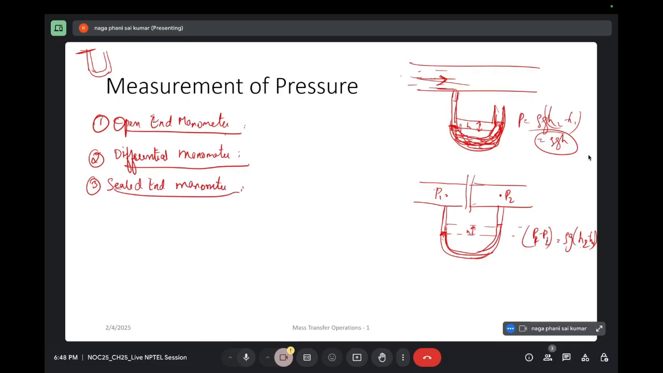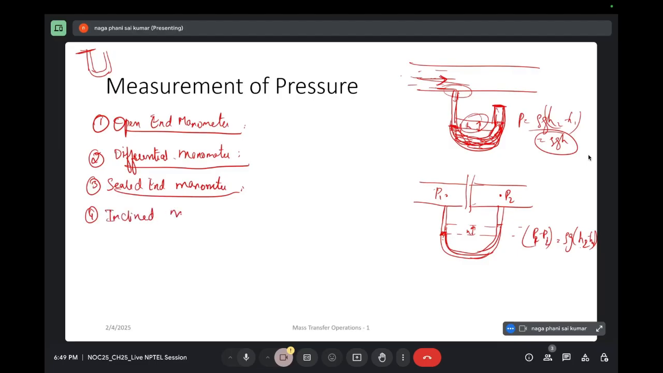And then we have the sealed manometer. This is similar to the open end, but the only thing is that the other end of the manometer will be sealed, or completely closed. If this closed end manometer is exposed to the atmosphere, then it can be used as a barometer. If this end is open to the atmosphere, air will be exerting some pressure, that is basically atmospheric pressure, right? So this atmospheric pressure can be measured by calculating the height difference. So this sealed manometer can be used as a barometer as well.